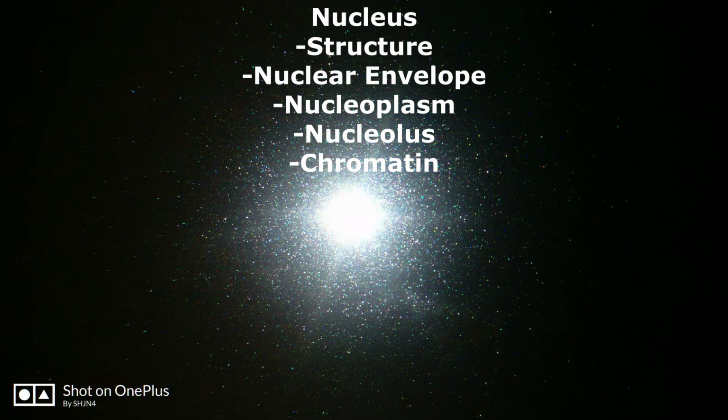Nucleoplasm. It is a transparent fluid and colloidal substance which fills the nucleus. It contains nucleolus and highly extended elaborate nucleoprotein fibers called chromatin.